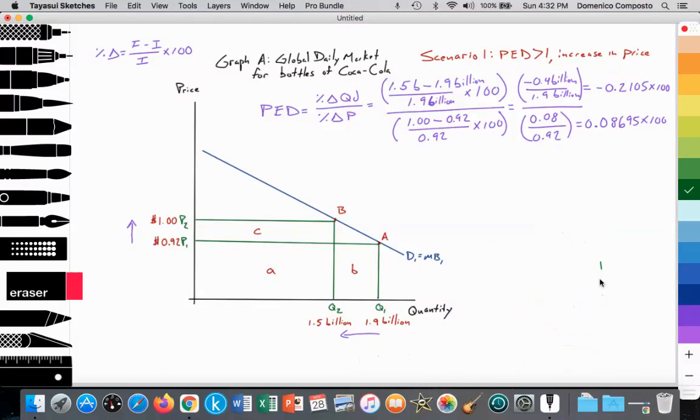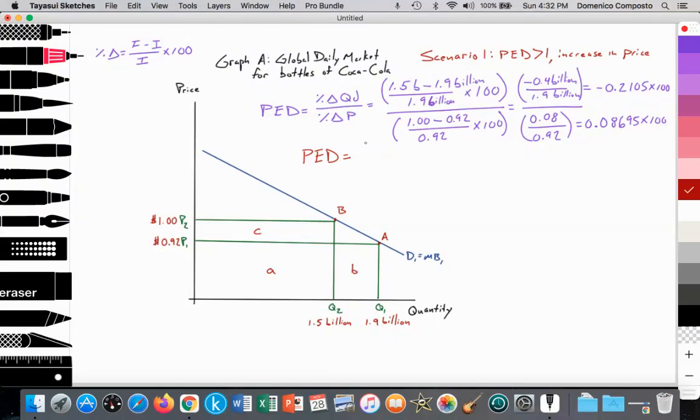Okay, applying this knowledge. All right, so we've done these calculations. I'm going to emphasize that after calculating this, we know that PED along this demand curve is equal to negative 2.42, or the absolute value of 2.42.